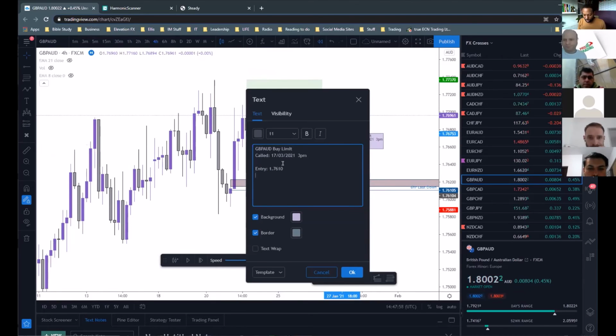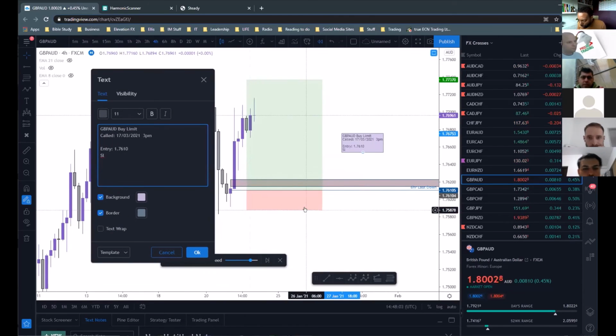The entry is now at 10. Stop loss is at 87. How many pips is that? It's 23 pips. And we say TP1. TP1 is at 77.37. That's a lot.